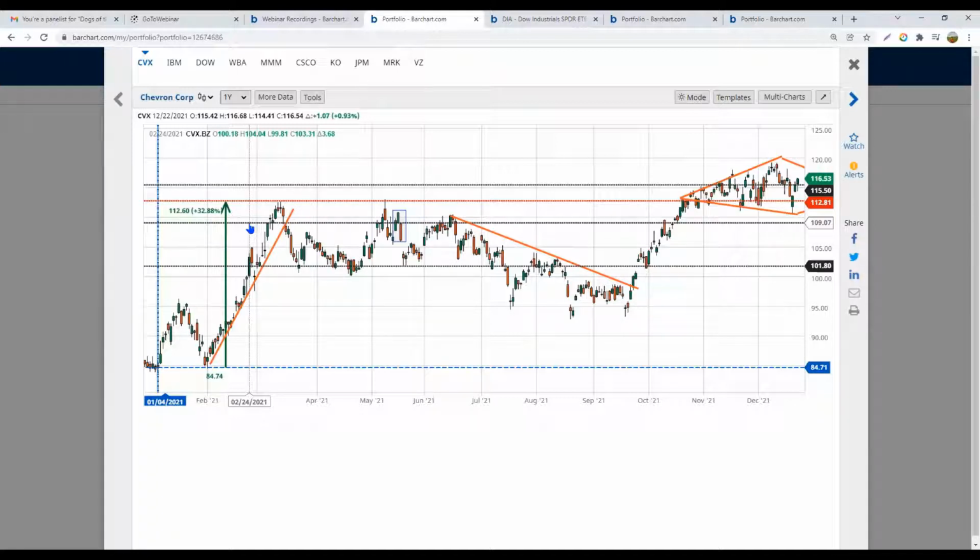But if I like Chevron as an opportunity to buy again, maybe I will wait for price to get back above and show me a breakout. In this case, what we can see later in the year is that there was a downtrend, and then a breakout above that downtrend that could have given us clues to get back into Chevron. So that's a simple risk management technique.